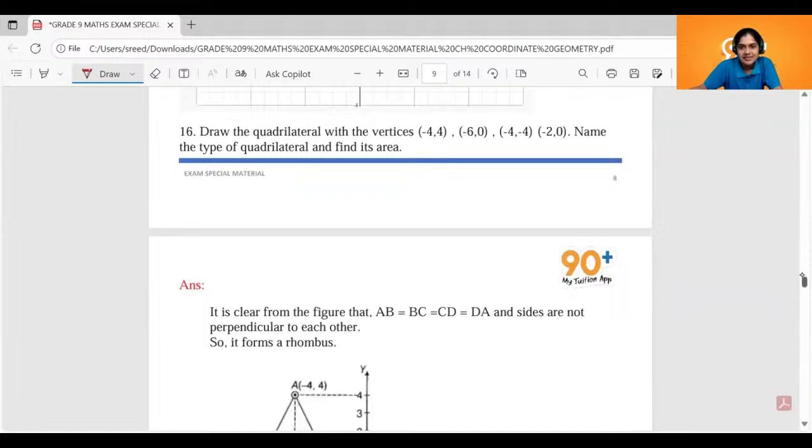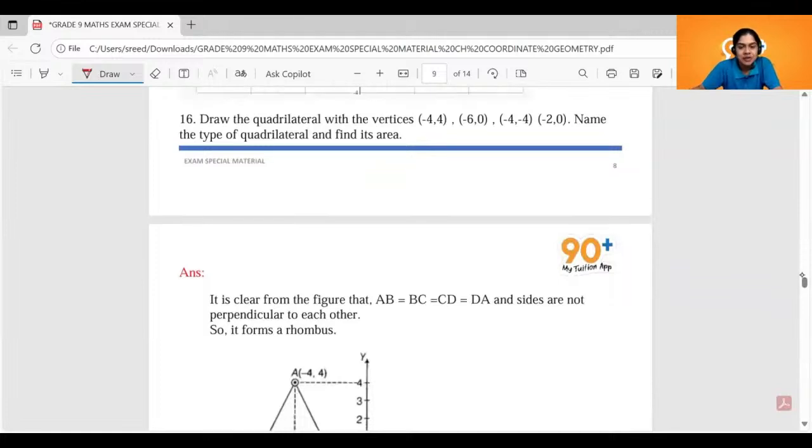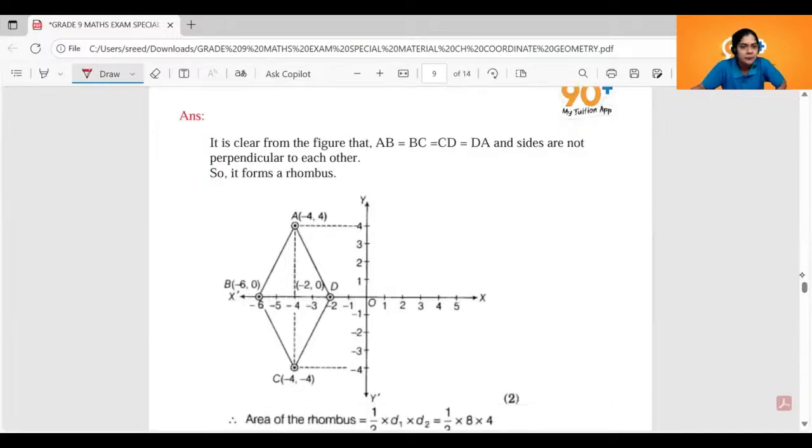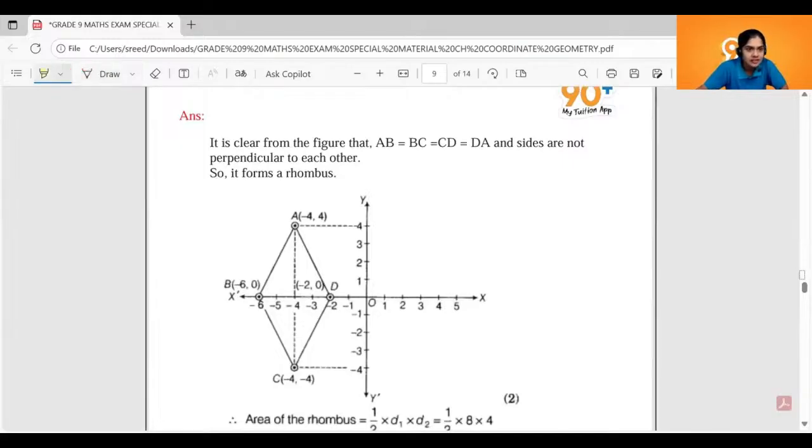Moving on to the next question, which is the 16th question. Draw the quadrilateral with the vertices minus 4, 4, minus 6, 0, minus 4, minus 4, minus 2, 0. Name the type of quadrilateral and find its area. Let's see. First of all, we have to draw the Cartesian plane. Everything is here. You can see the Cartesian plane, the x-axis and the y-axis.